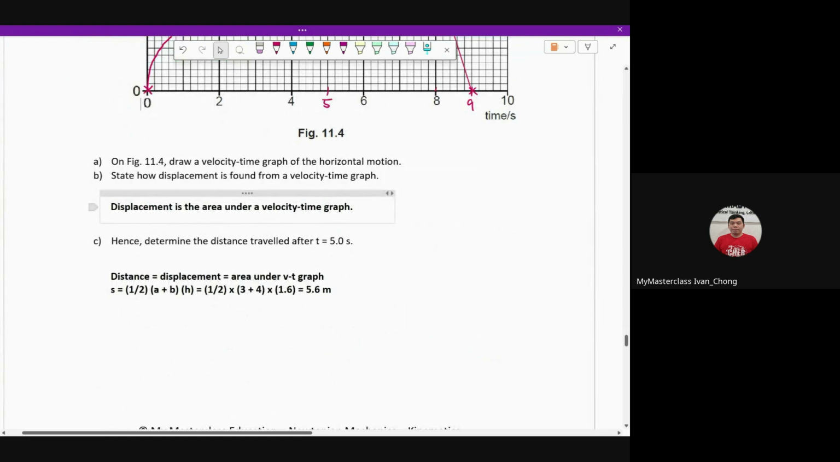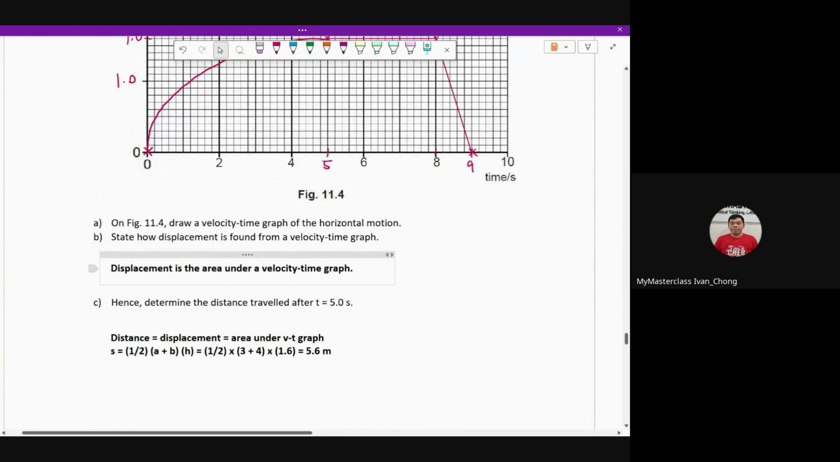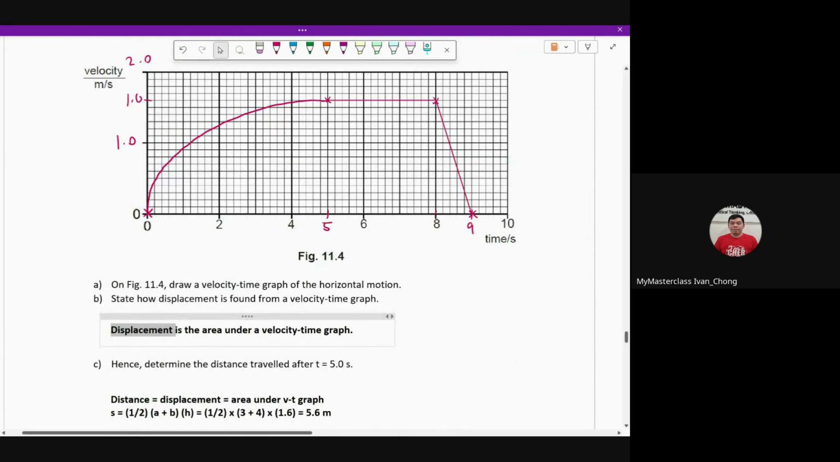Next one, your displacement is the area under your velocity-time graph. State how it's found: you want to say that it's the area under the velocity-time graph because this is displacement. And then for your distance traveled after 5 seconds, 5 seconds is over here. So basically, they're asking you to find the area of this trapezium over here.